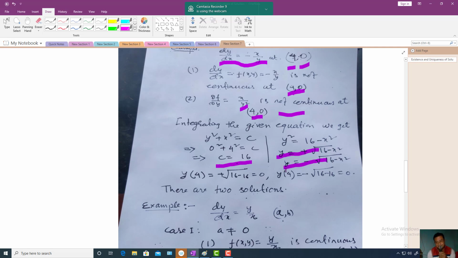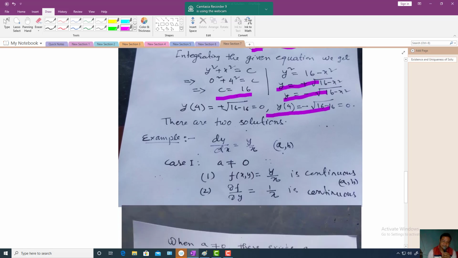So there are two solutions. A solution is there, but it is not unique. So see, when the condition fails, there may be a solution but it may not be unique. So this is the case. There are two solutions in this situation.